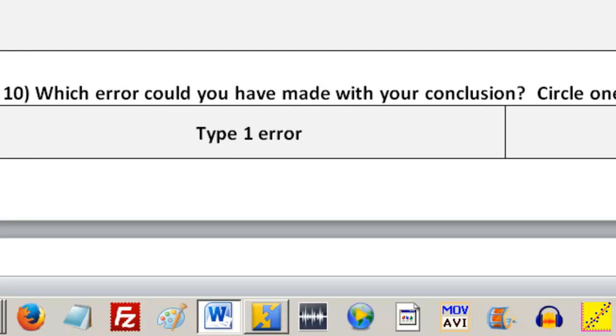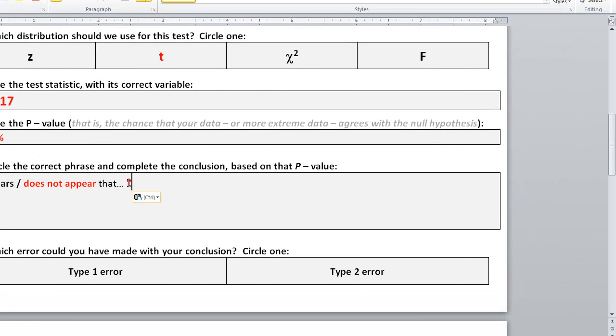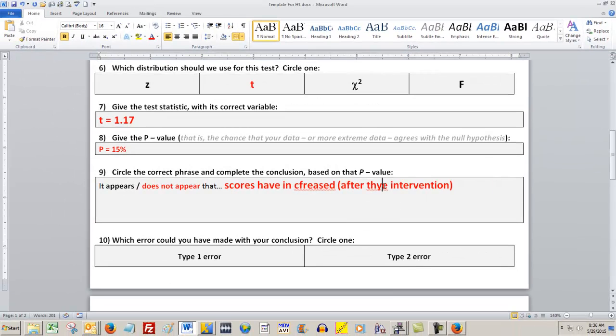So it does not appear that scores have increased after the intervention. All right, and we could be wrong. We could be wrong with a type 2 error because it's a negative test result. But more importantly, it shows promise, and it probably deserves to be looked at with a larger data set.